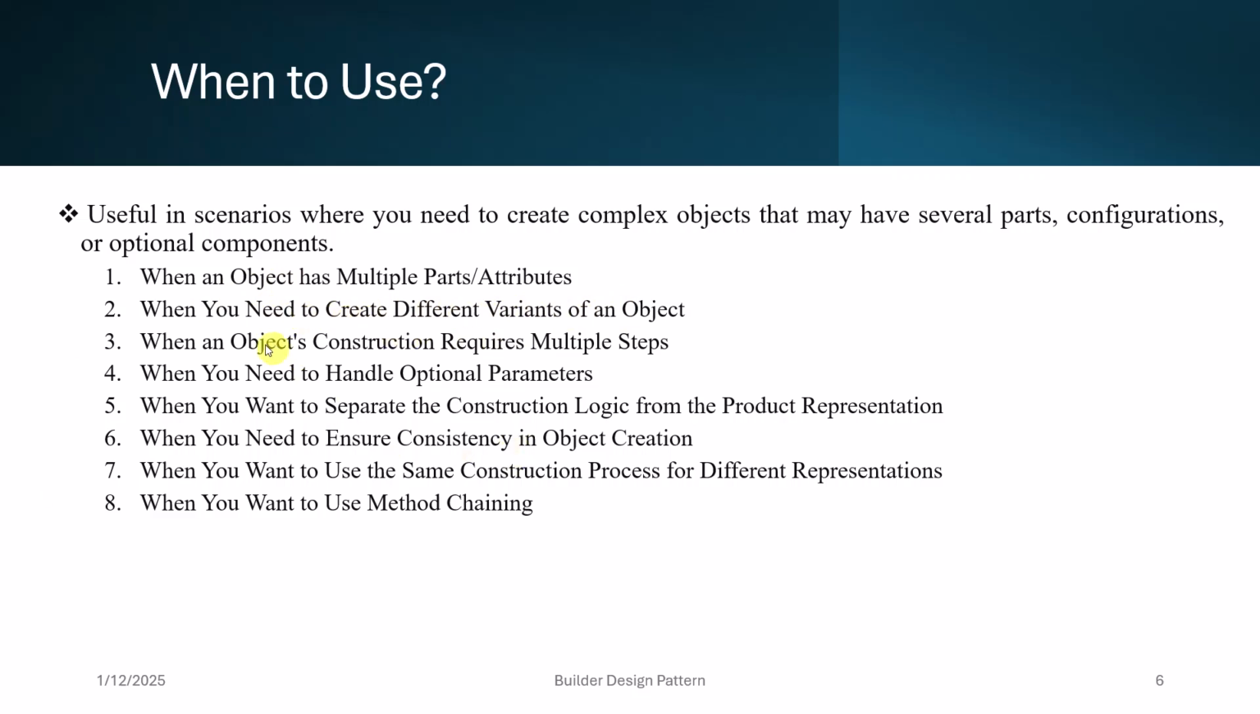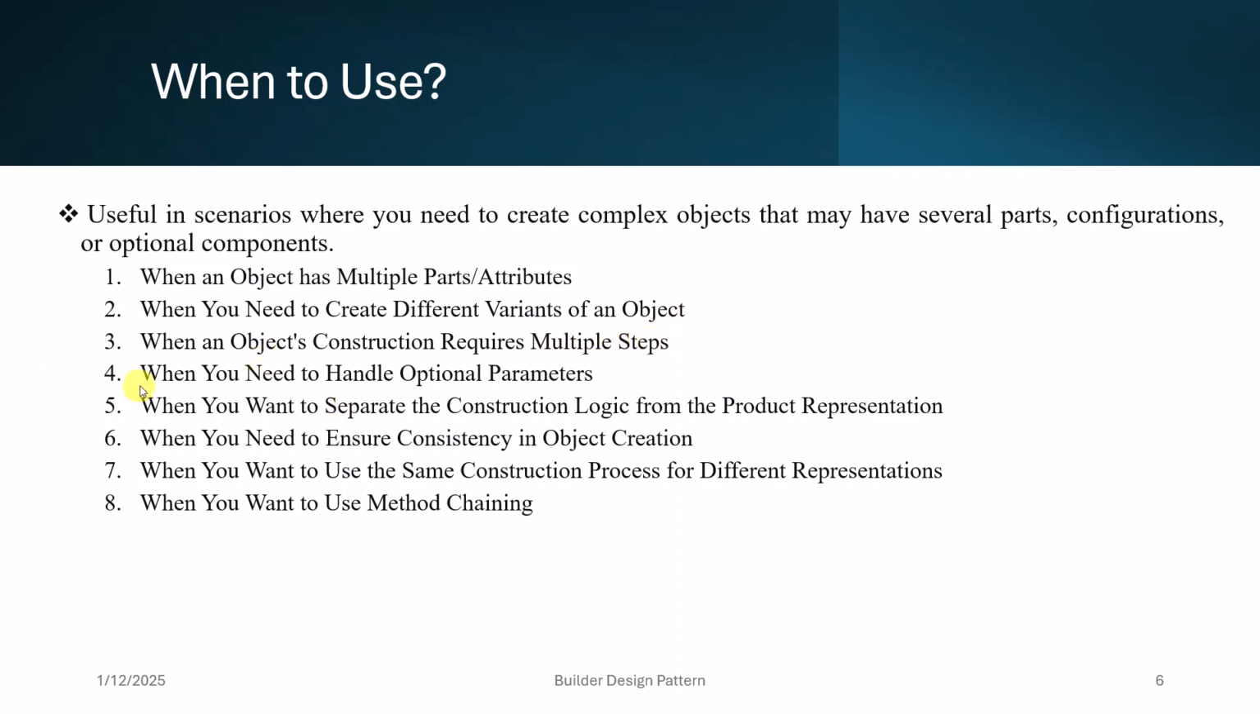Another use is when an object's construction requires multiple steps. Whenever the construction of an object requires multiple steps, or if the creation involves a sequence of methods that need to be called in a specific order, the builder pattern helps keep this logic organized. We use a director class for that, and we can see that later also. The director class can control the construction process, ensuring that each step is done in the correct and organized sequence.